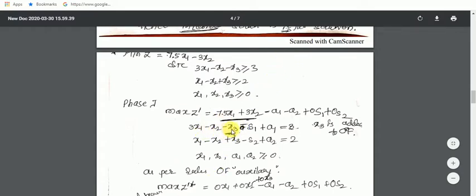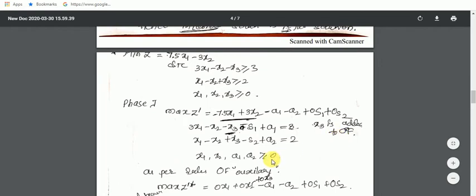3x1 minus x2 minus x3 minus s1 plus a1 is equal to 3. The surplus variable has 0 as its coefficient in the objective function, and the artificial variable has minus 1 in the objective function. Please remember this. Next, x1 minus x2 plus x3, s1 already written because of the greater than or equal to sign. Now we write s2 as a surplus variable with coefficient 0 in the objective function, plus a2 with minus 1 in the objective function. I forgot x3 here: x1 and x2 are in the objective function, but x3 is in the constraint, so we have to consider that also.